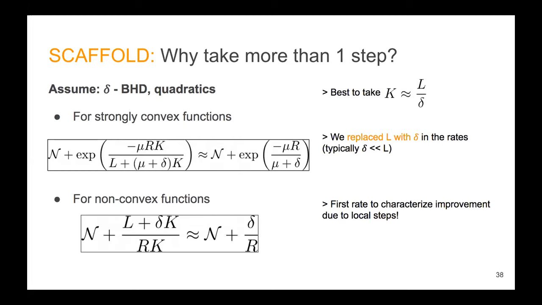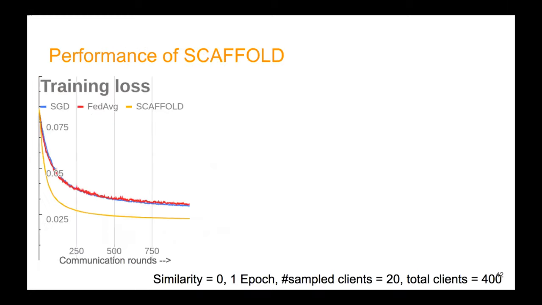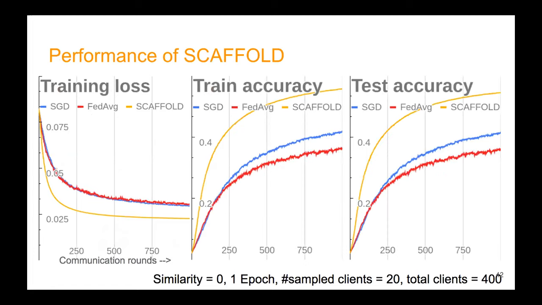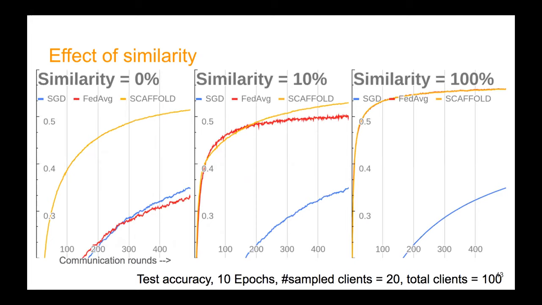I am super short of time, I know that, so I'm going to skip some quick experimental results for SCAFFOLD. Basically, it works better than FedAvg and SGD. Maybe what is more interesting is this plot, where we change the similarity between clients. When similarity is 0% according to a certain metric, SCAFFOLD does much better than either SGD or FedAvg. As you start increasing the similarity, FedAvg also starts performing well, so taking a lot of local steps would be good. In the case when the clients are exactly identical, there's no difference between FedAvg and SCAFFOLD. It works really well.